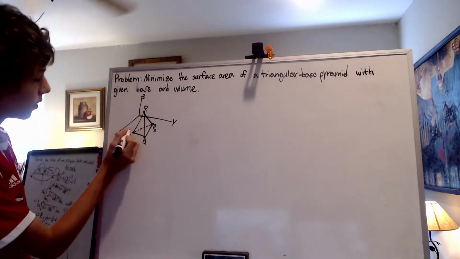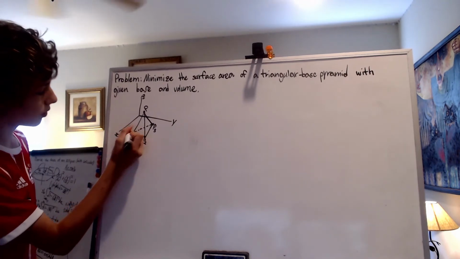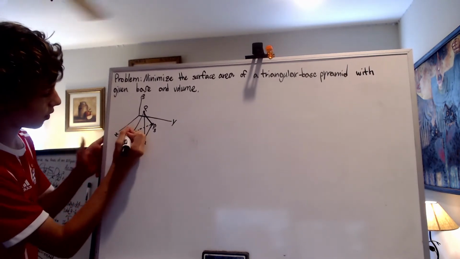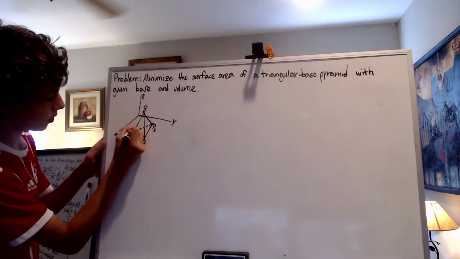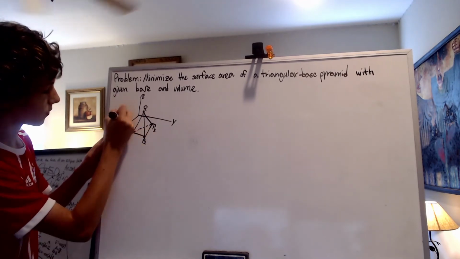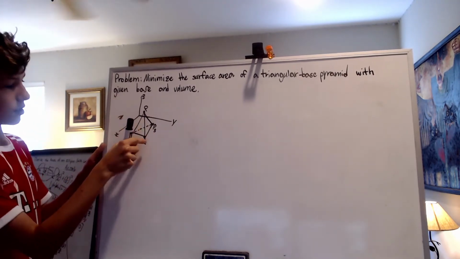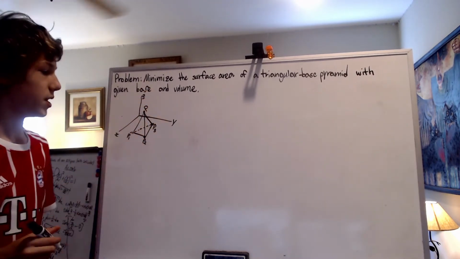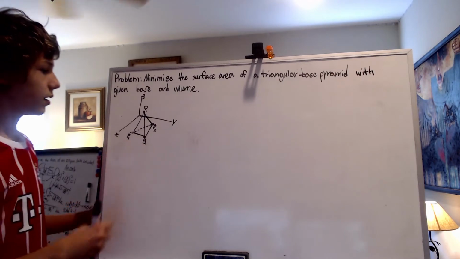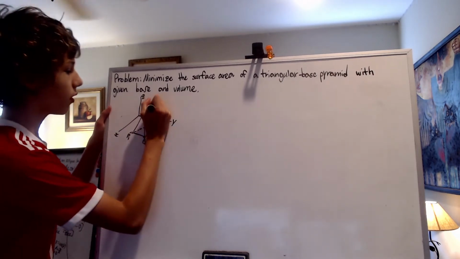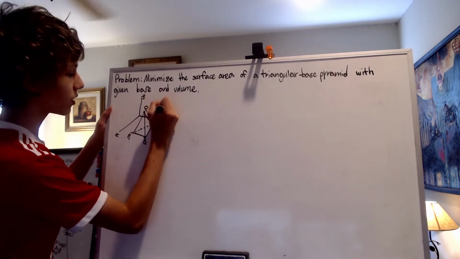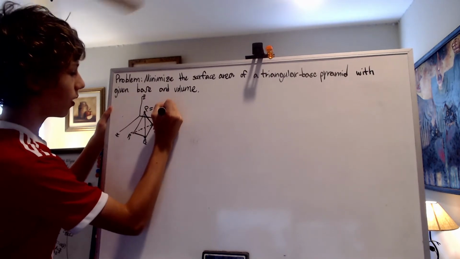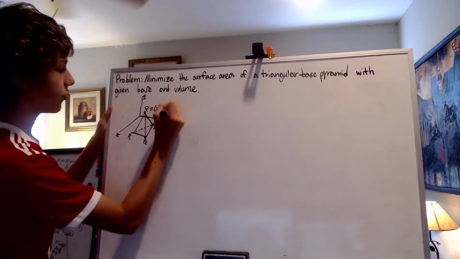I labeled this vertex here P1, this vertex here P2, this vertex here P3, and this vertex here P. I'll note the coordinates of P to be x, y, and then some height h.